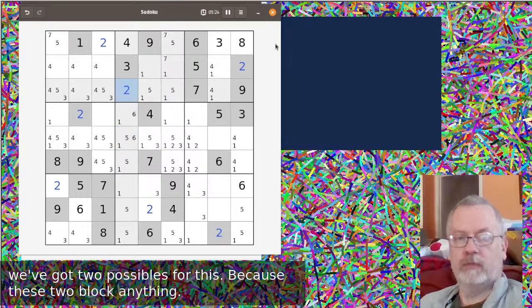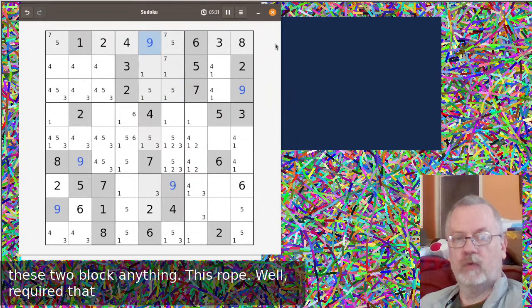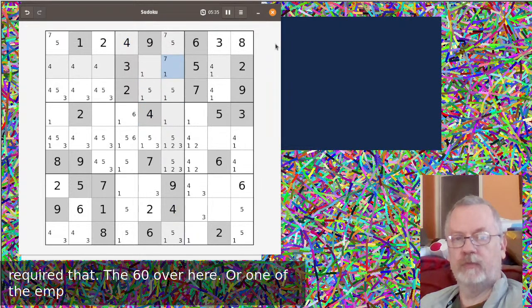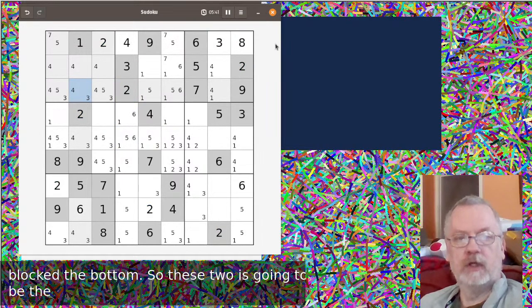Or well, require that the 6 has to be over here, or one of the empties here, and this row or column is blocked at the bottom. So one of these two is going to be 6, which means none of these can be. It has to. All right.